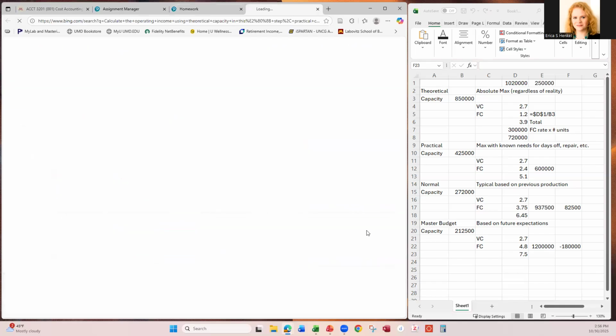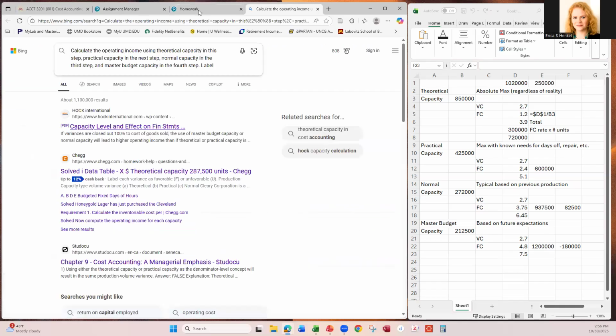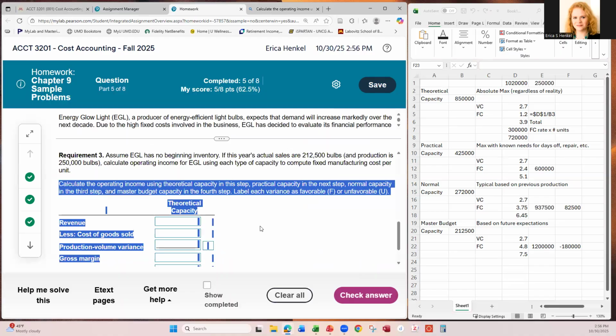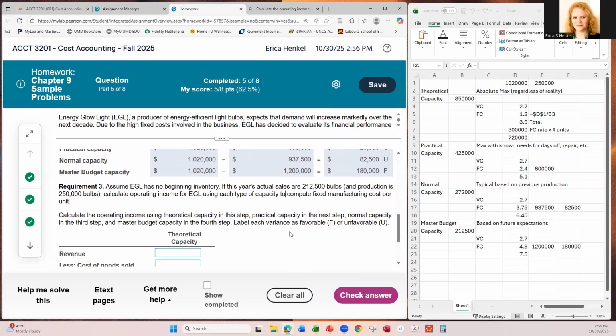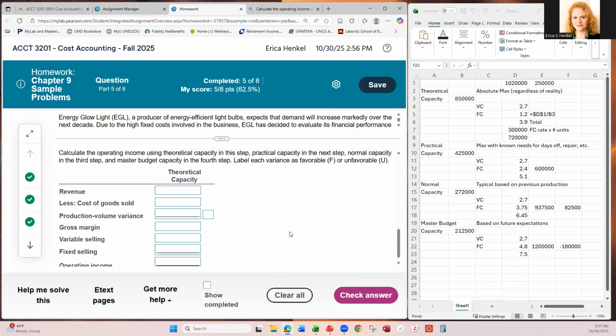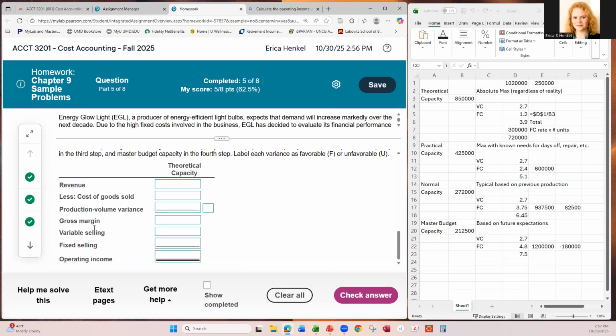Okay. Oh, really? That's not what I wanted to do. There we go. I just want to get up here so you all could see that for a second. Okay, so the last thing they want us to do, we're assuming there's no beginning inventory, actual sales of 212,500 bulbs. So now we're going to calculate our operating income here. So they've given us all of our headings here, so at least we don't have to bother with that. So now we just need to do our revenue.